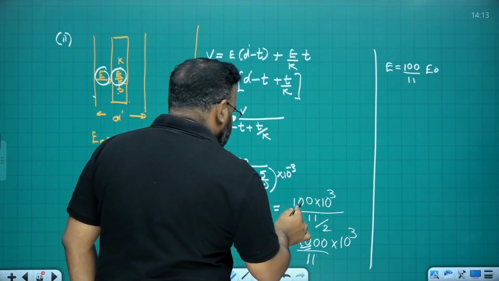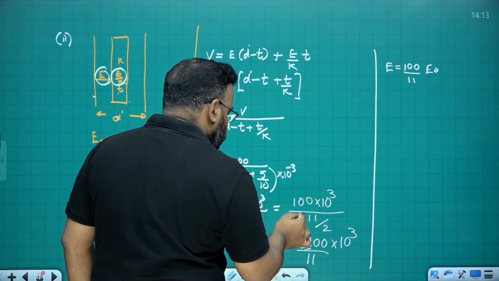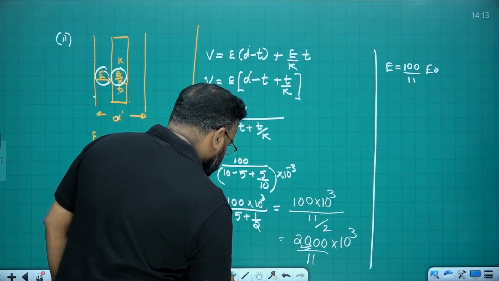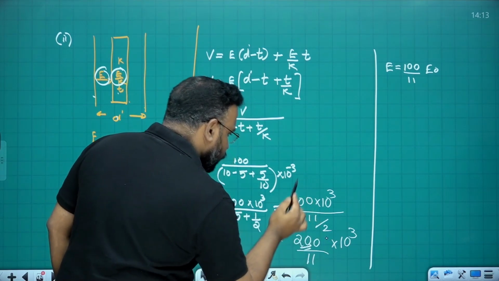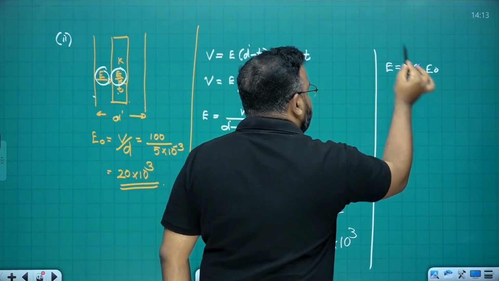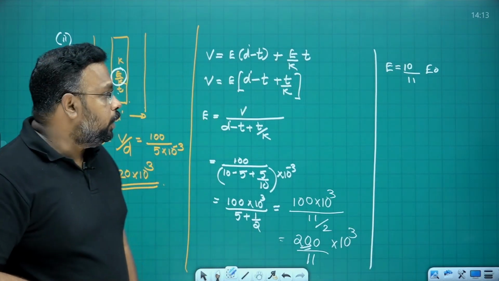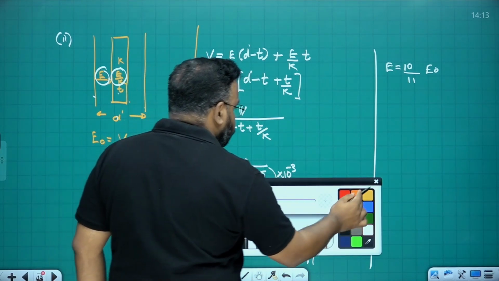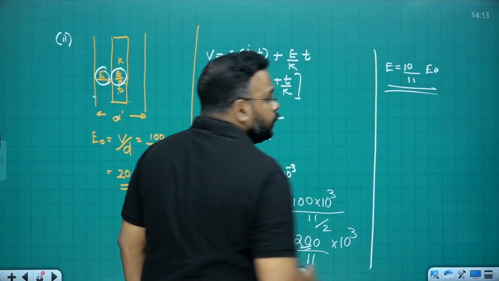Yes. So it is 100 into 10 power 3 into 2, one more thing here, 200 only will come, right? 200 into 10 power 3. So we will have only 10 by 11 E naught. This is the E value, 10 by 11 E naught. Now, this is the answer for that electric field question.